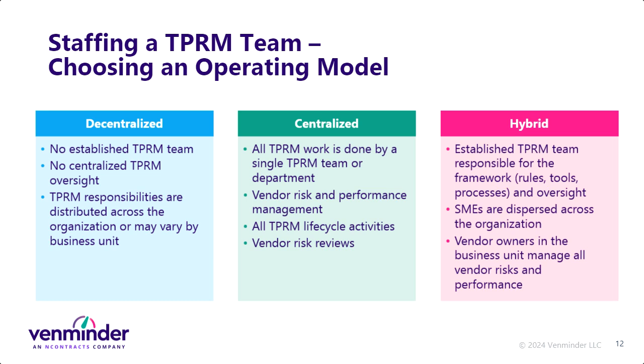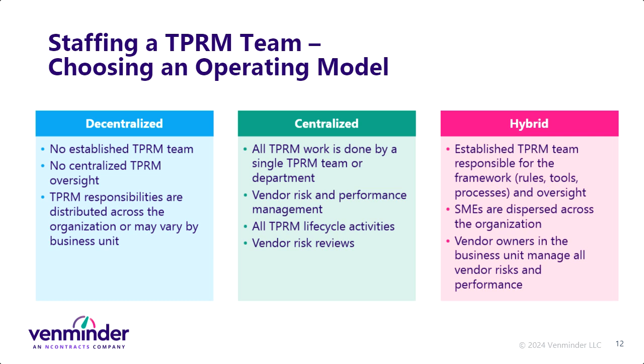Now, the specific operating model you use will also dramatically impact how many people you need. So in a decentralized model, there is no third-party risk management team, and there's no centralized oversight. In this model, third-party responsibilities are just kind of peppered throughout the organization, which often means there's not a lot of consistency. What one business unit or team is doing may be different than another.